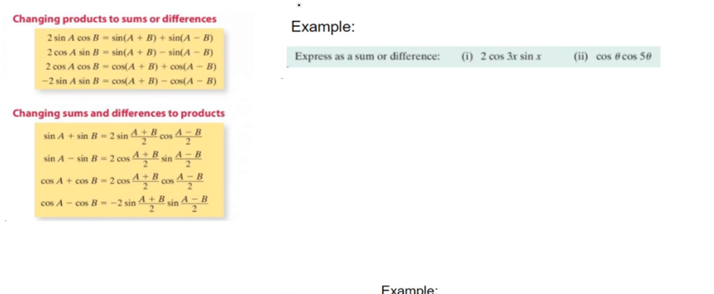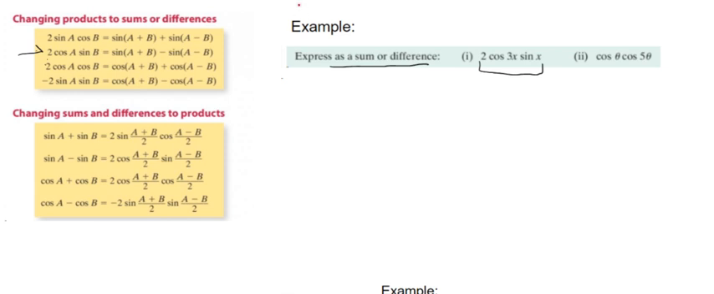So here we're asked to express as a sum or difference. You could be asked to do that. So you've got 2 cos 3x sine x. So we're looking for something with cos and sine stuck together. So you can see there you've got 2 cos A sine B. So we can use that here. So the A would just be the 3x and the B would be the x.